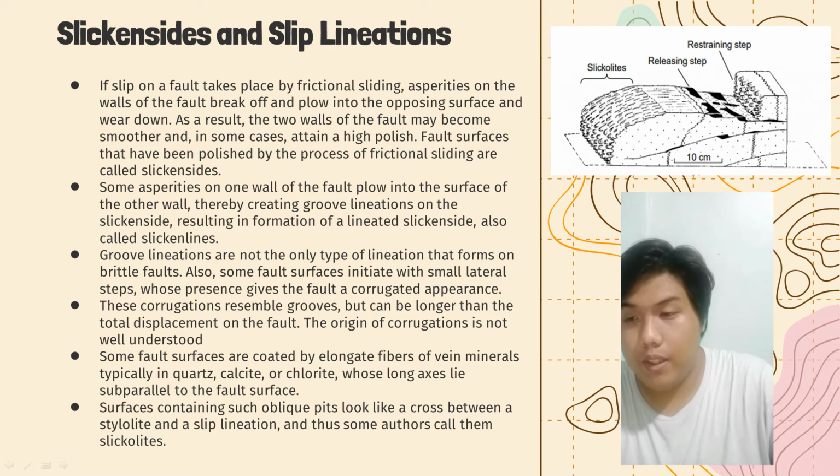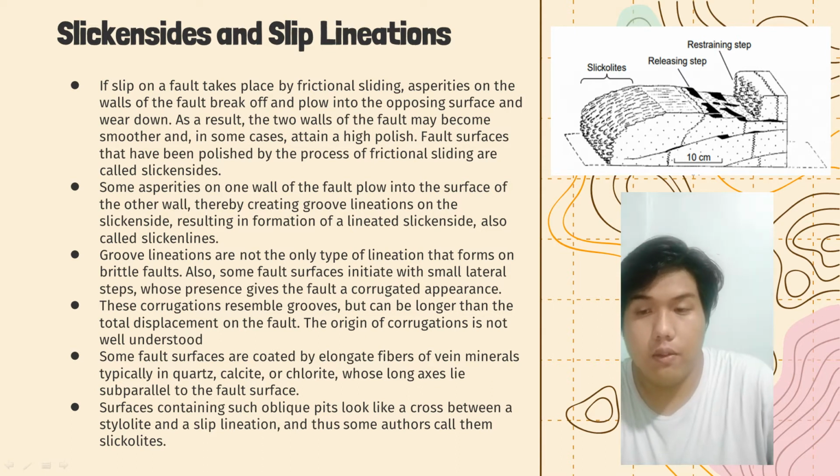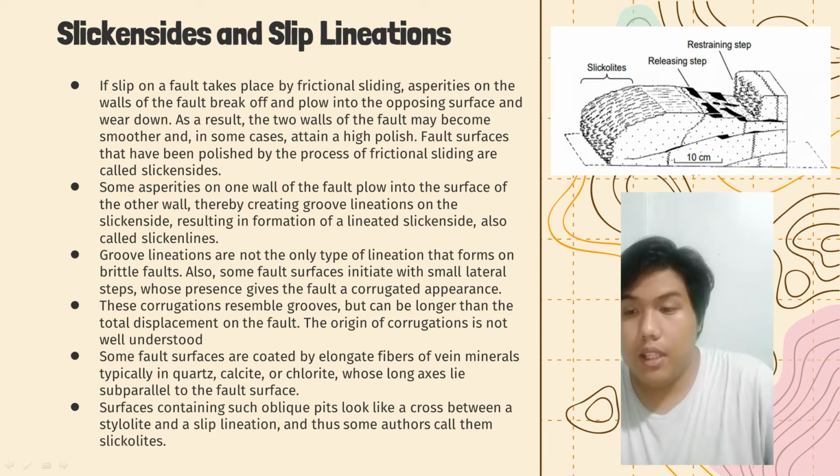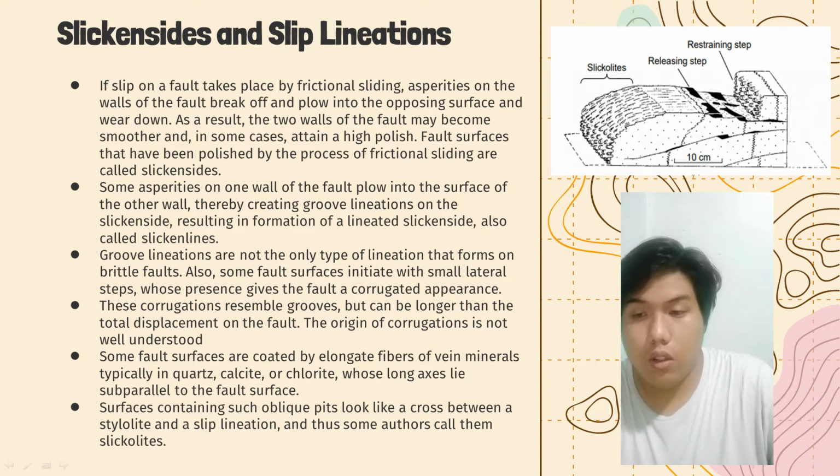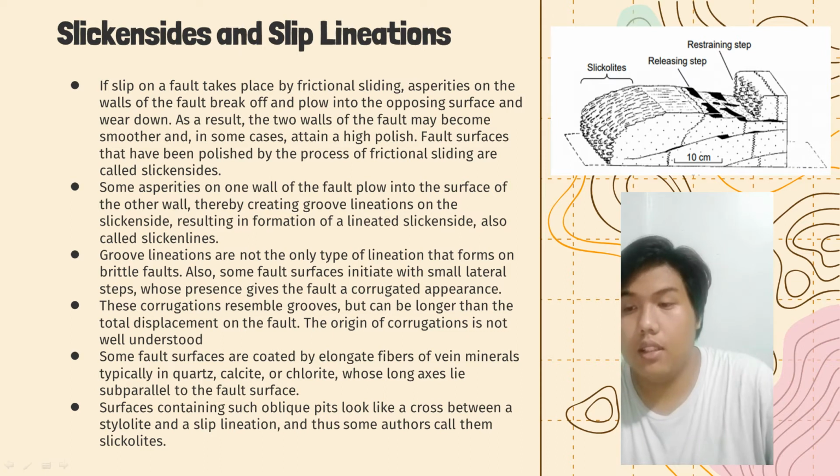Some fault surfaces are coated by elongated fibers of vein minerals, typically quartz, calcite, and chlorite, whose long axes lie subparallel to the fault surface. Surfaces containing such fibers look like a cross between a stylolite and a slip lineation, and some authors call them slickolites.